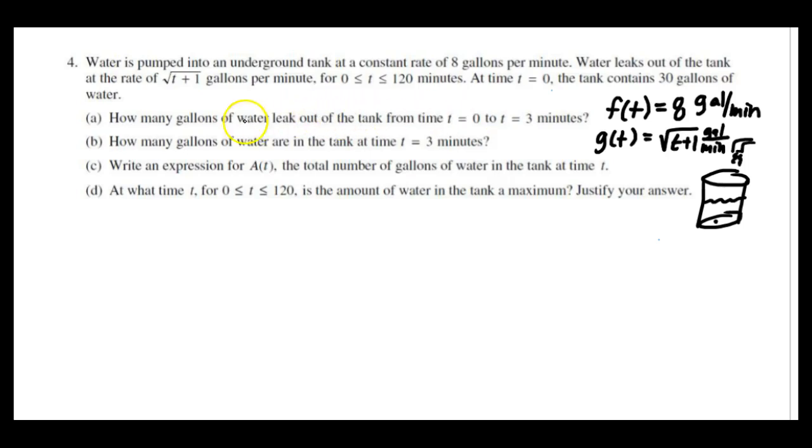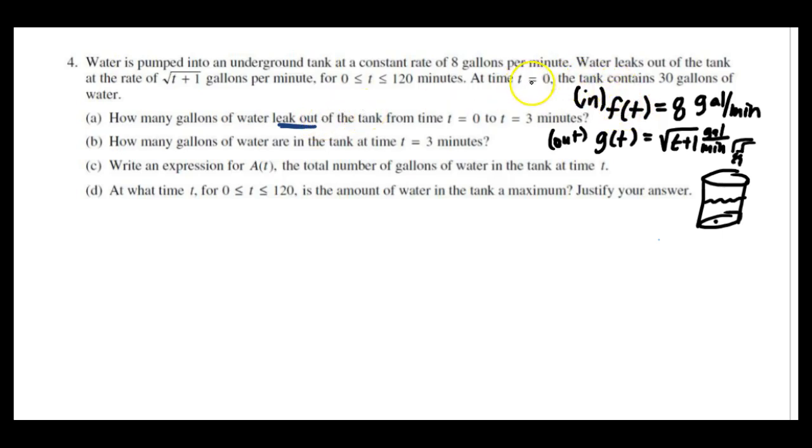Alright, so for part A, I'm being asked specifically about how many gallons leak out of the tank. So f of t was the going in function. Let me go ahead and label these. f of t was the water pouring in, and g of t was the water coming out, just so we remember that. For this first part of the problem, I'm only being asked to consider the function g of t, because g of t is the water pouring out, or the water leaking out function. So I'm not concerning myself with f of t at all.